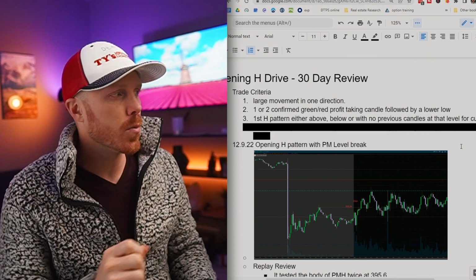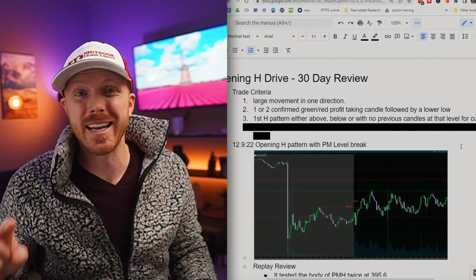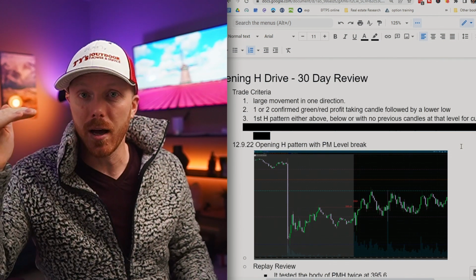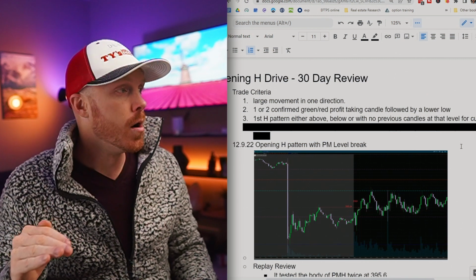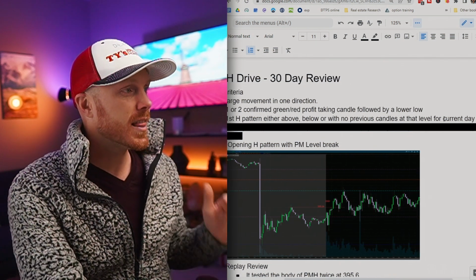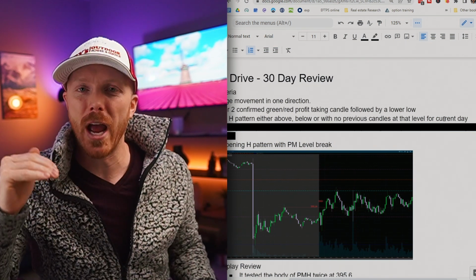Criteria number 3, we want to see the first H pattern, the first H pattern of the day, not the second, not the third. The first H pattern either above, below, or with no previous candles at that level for the current day. Now, this will make more sense when we're actually looking.